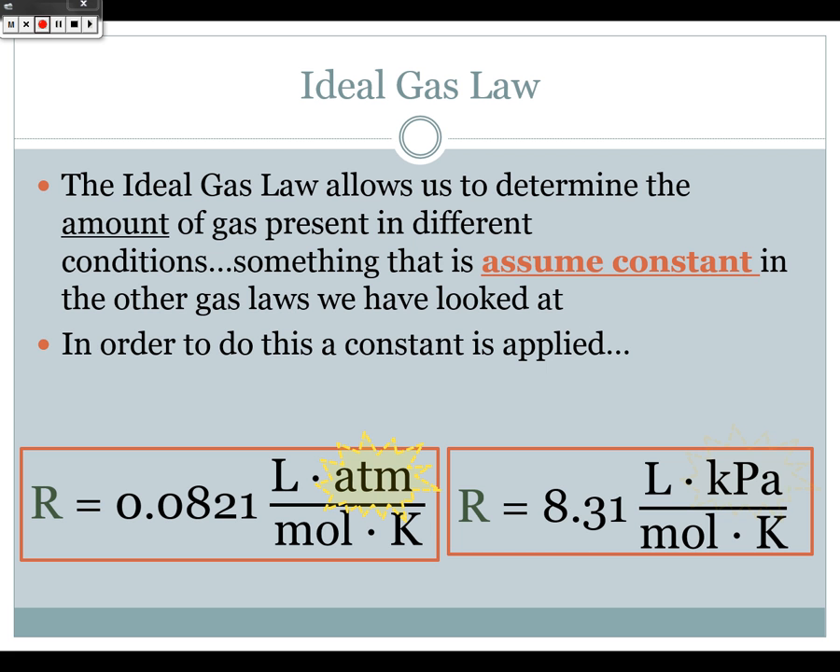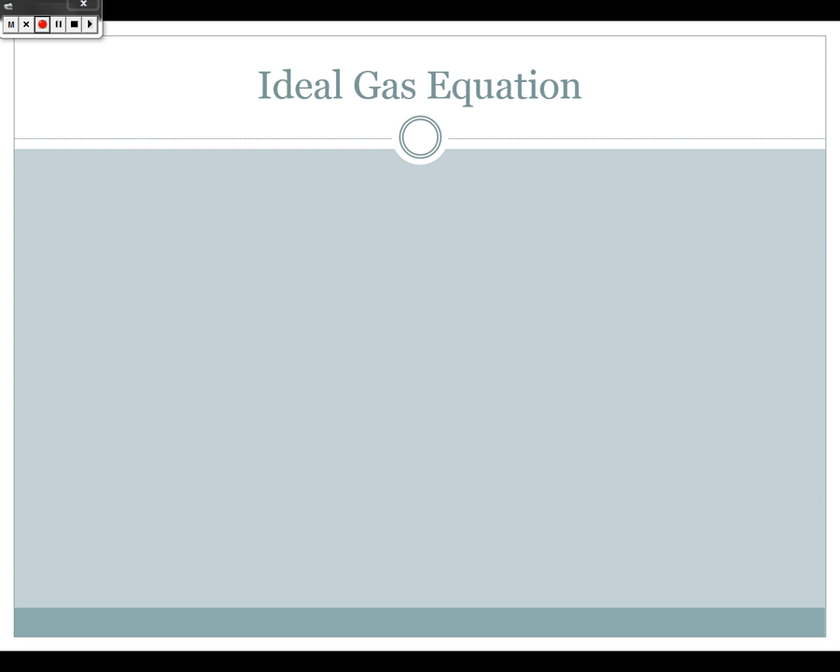The key difference in these two values is the unit of the pressure. If your pressure values are in atmospheres, you're going to use the 0.0821 R constant. If your pressures are in kilopascals, you're going to be using 8.31. Okay, so in order to actually be able to use the ideal gas law, we have to apply that constant to an equation.